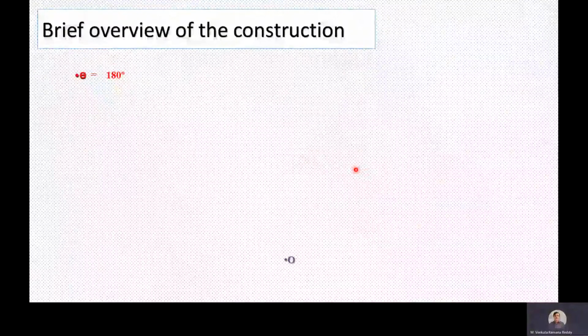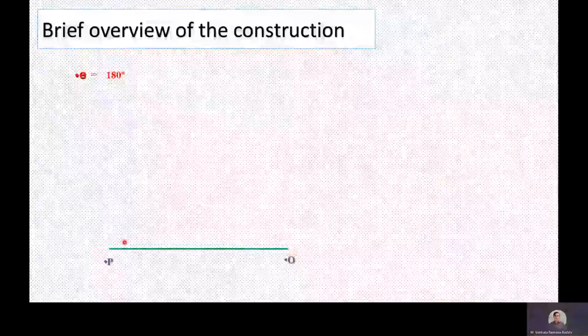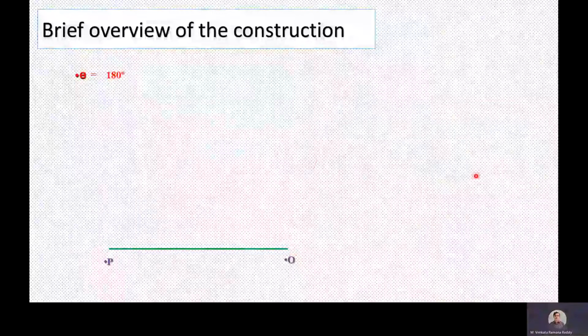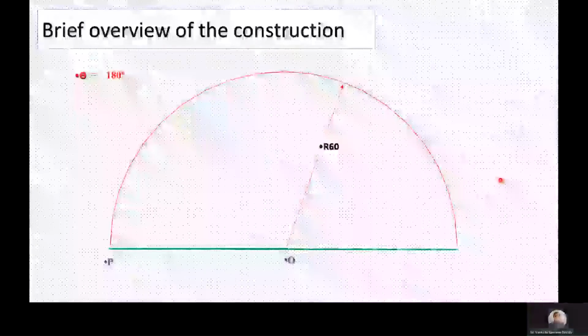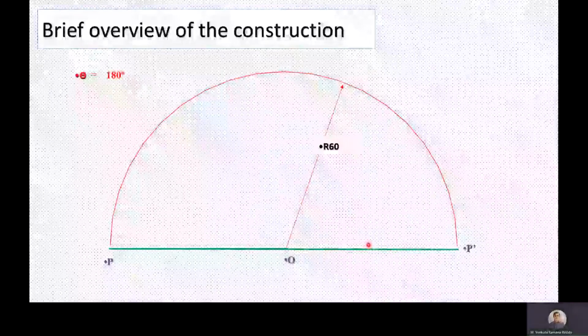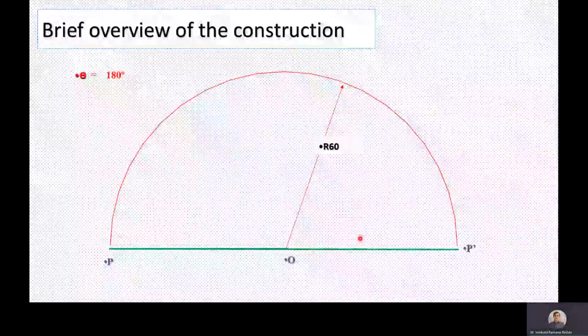Now we'll see a brief overview of the construction of the hypocycloid when the radius of the rolling circle is half of the radius of the directing circle. The calculated angle subtended by the directing arc is equal to 180 degrees. As a first step, locate a point O and with the radius of the directing circle, that is 60 mm, draw a line, name the endpoint as P, and with O as center and OP as radius, with an angle of 180 degrees, draw an arc. Then this angle P O P dash is equal to 180 degrees.